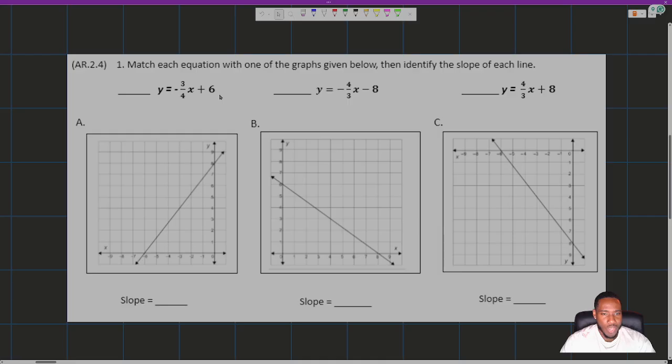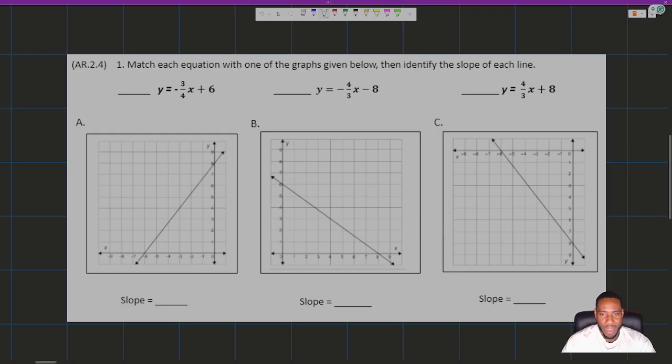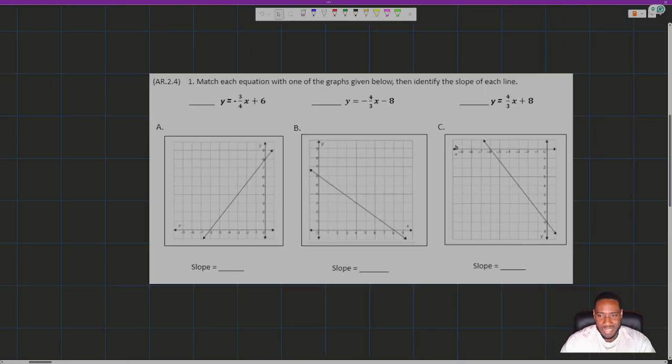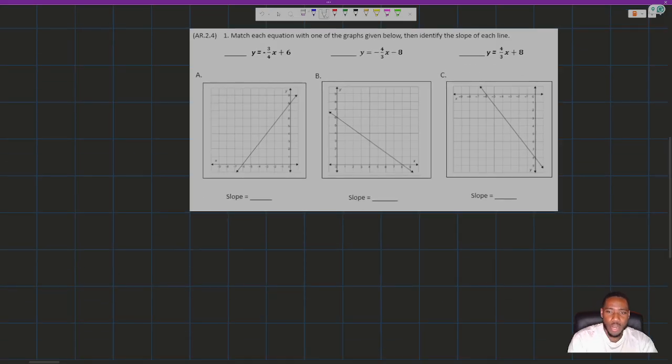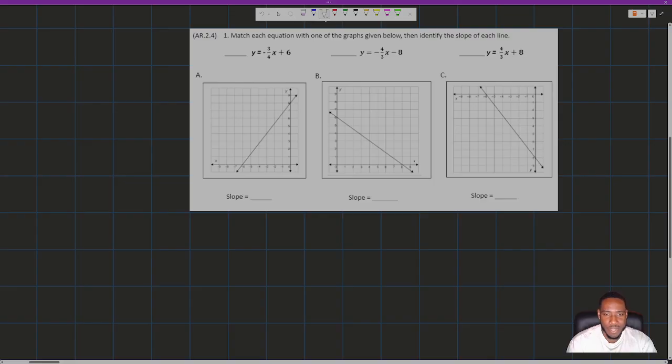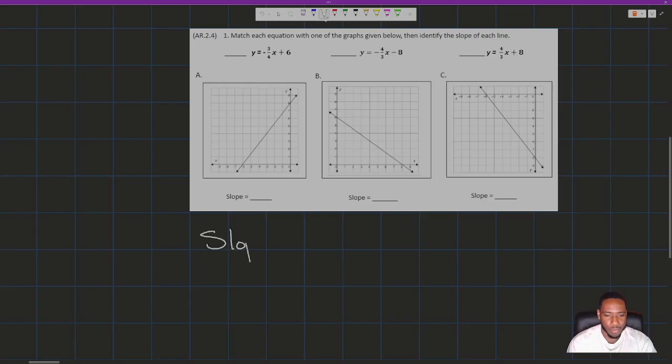So number 1 here asks us to match each equation with one of the graphs given and then to identify the slope of each line. We've got these 3 different graphs, and we're supposed to match them to each of these 3 equations. Now, whenever you've got this kind of identification question, you're going to want to know a couple of things. First, I need to understand slope. And then after that, y-intercept is going to be helpful to know.